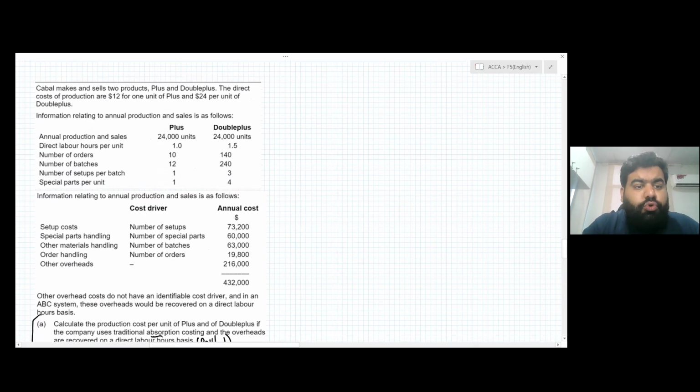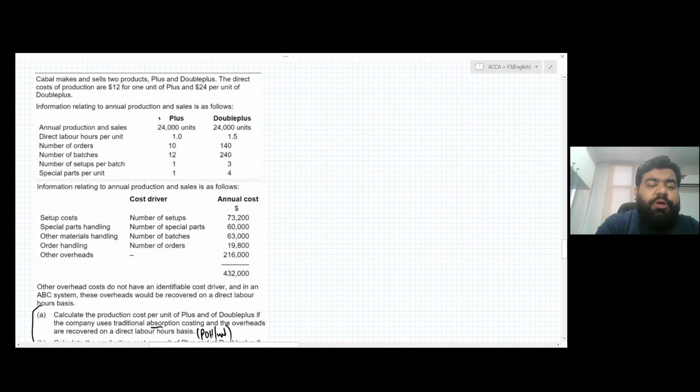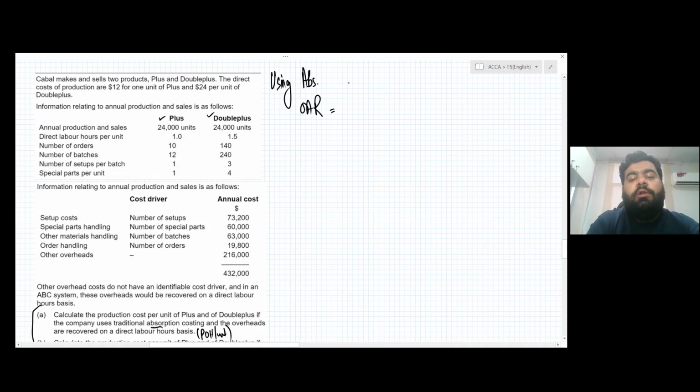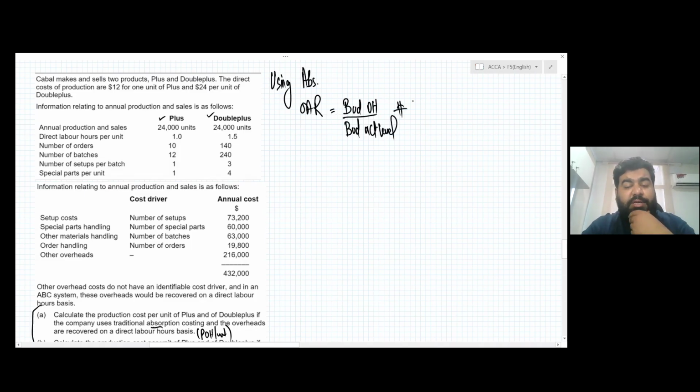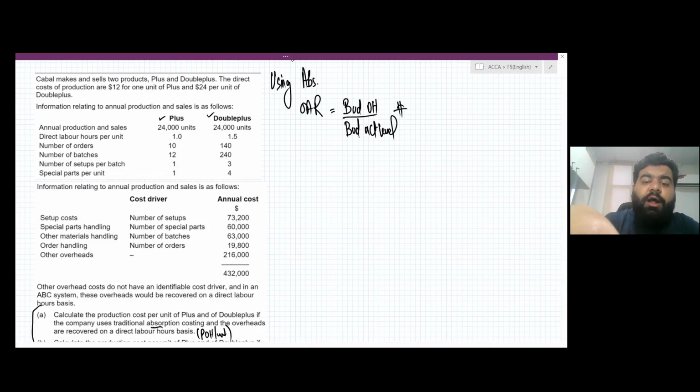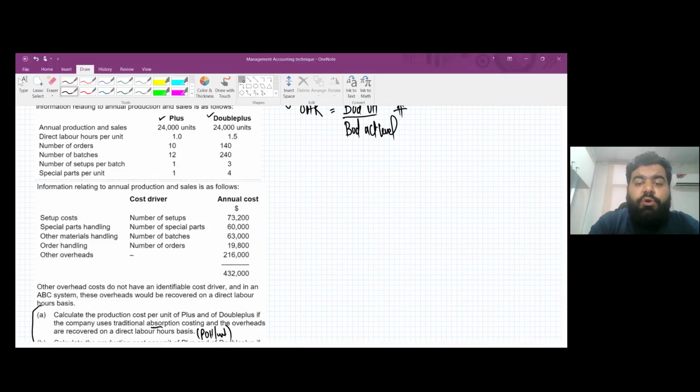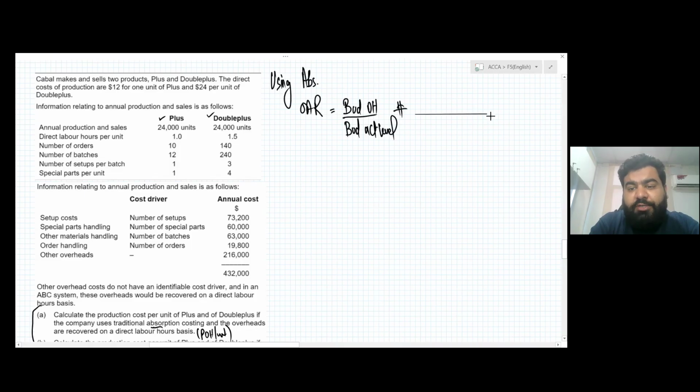Okay. So the question says that there are two products, A plus and double plus. So first, using absorption costing. In absorption costing, we know there is only a single OAR, calculated using budgeted overheads divided by budgeted activity level. So there is a single OAR in this case. In the numerator, we have to write the total overheads of the business.